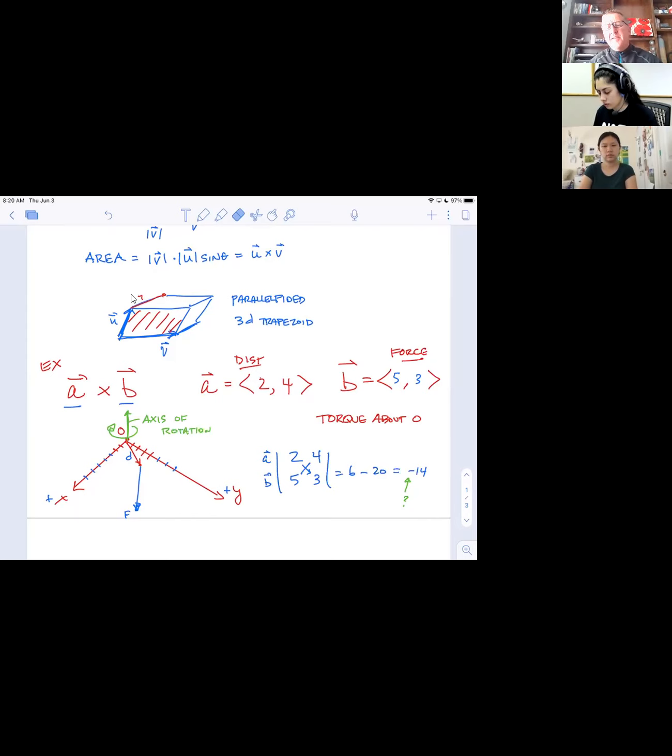These units. But what's with the negative? Like, what does that negative actually mean?